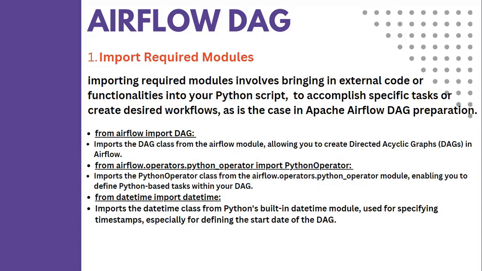The third one is from datetime import datetime. It is the Python module, and it imports the datetime class of the Python built-in datetime module. It is used for specifying timestamps. Those timestamps are useful for calculating task instance analysis. Especially, we use the start_date parameter for running the DAG, that is, on which date the DAG should run. The start_date is the parameter we define using the datetime module.